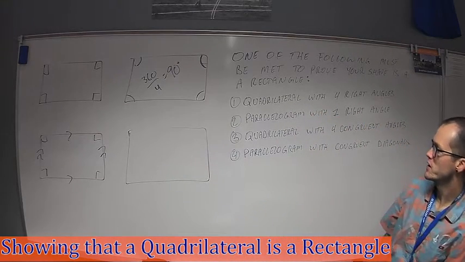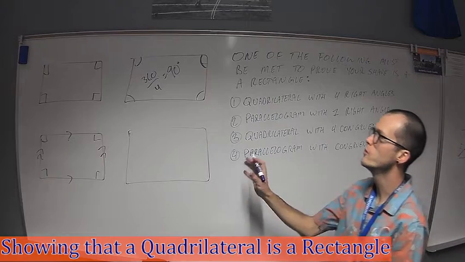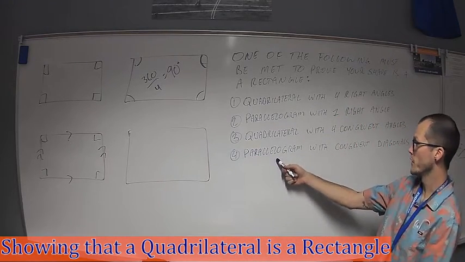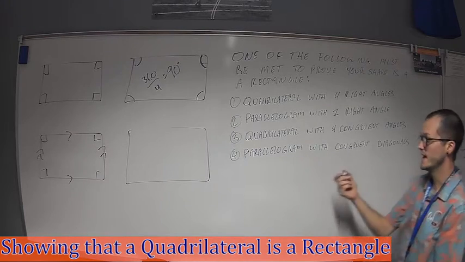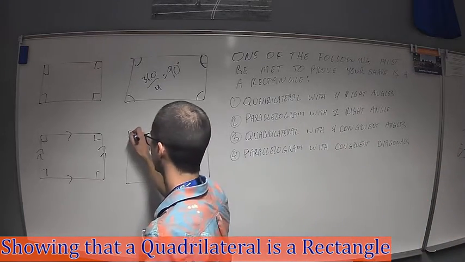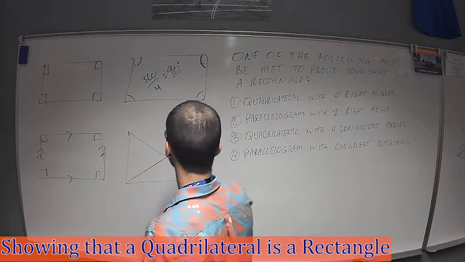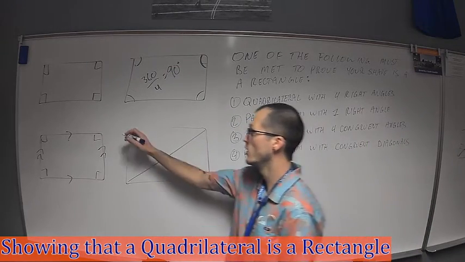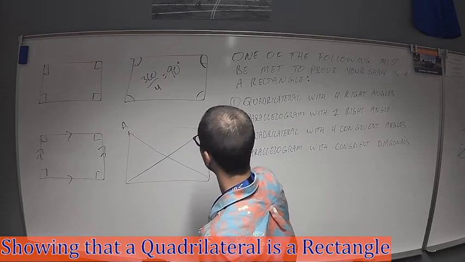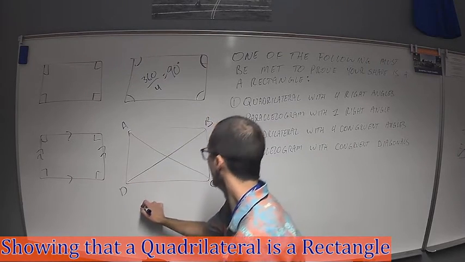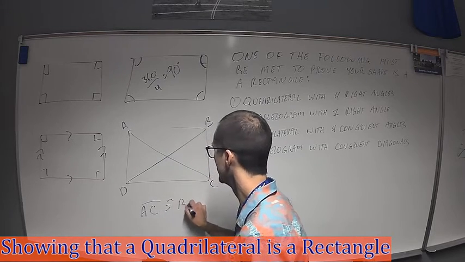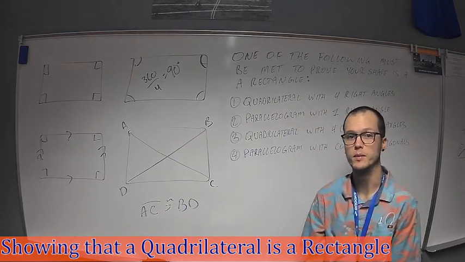The 4th and final condition that you can use to prove that some quadrilateral is definitely a rectangle is if you have a parallelogram with congruent diagonals. This one's a little bit more abstract, I suppose. So we have diagonals here, and they're congruent to one another, meaning all the way across. So if we have A, B, C, D, we know that AC is congruent to BD. That would be given information.